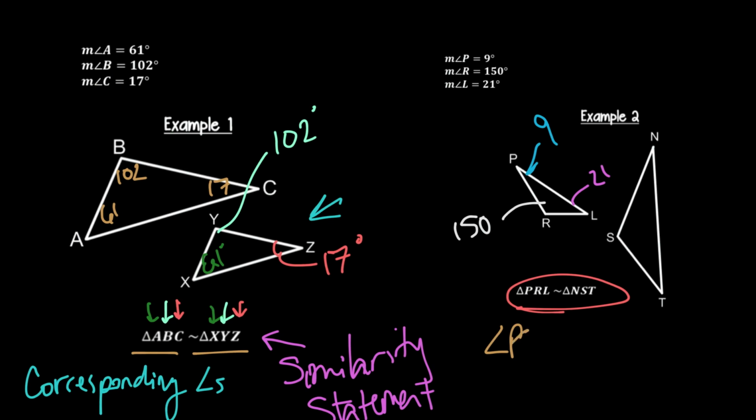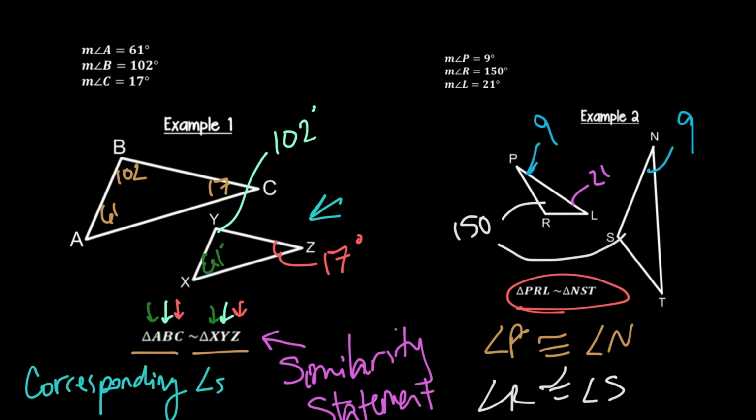Angle P is going to be corresponding with the angle that matches its position in the similarity statement. Since P comes first, it's going to be congruent to the first angle in my second triangle, which is angle N. So if the measure of angle P is 9 degrees, the measure of angle N will also be 9 degrees. Same thing with angle R and angle S. Both of these are in the second position, so if angle R is 150, then angle S is also 150. And to bring it home, we have angle L in third with angle T. These two must also be congruent, so they are both 21 degrees.